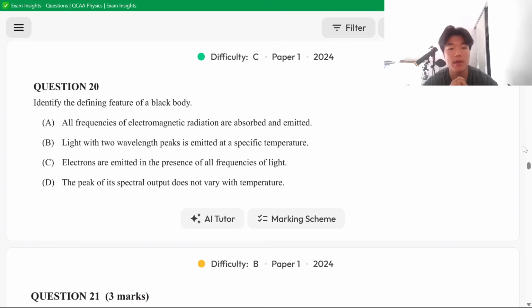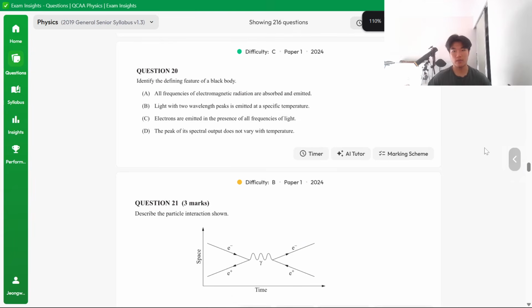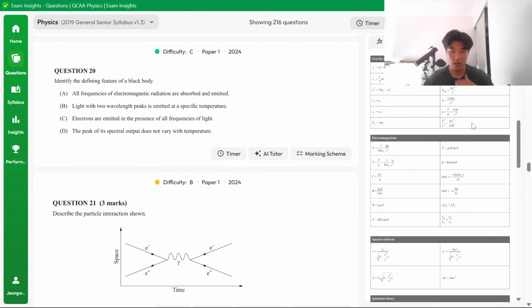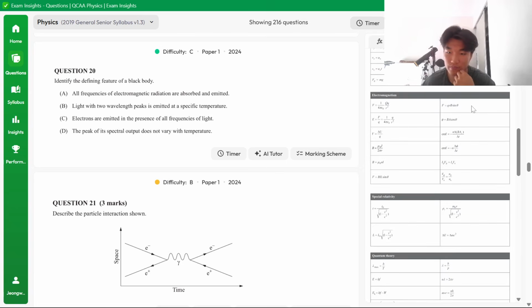The peak of its spectral output does not vary with temperature. It varies with temperature. If you look at the formula sheet, you notice that the maximum wavelength is inversely proportional to the temperature of the black body. And then in the numerator, you have Wien's displacement constant.